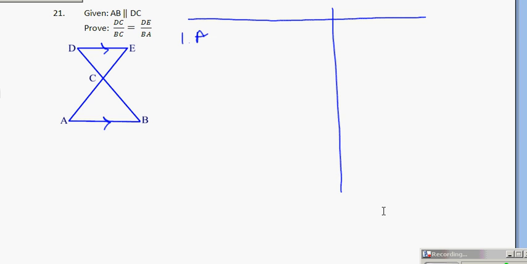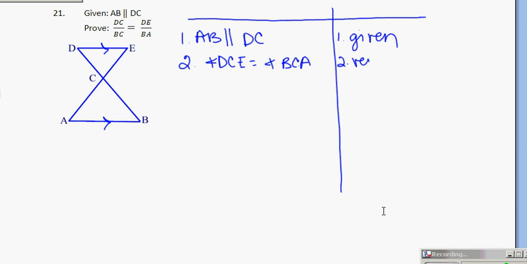So AB is parallel to DC, and I've already marked that on my picture because we know how important that is. I'm going to go ahead and write my vertical angles. So angle DCE is equal to angle BCA by the vertical angle theorem.